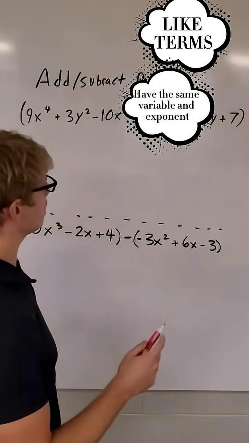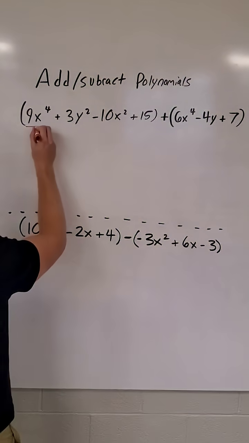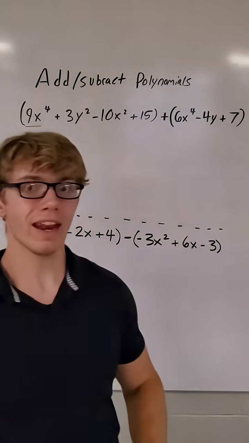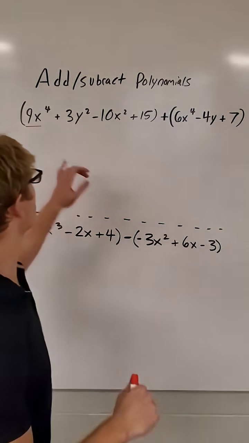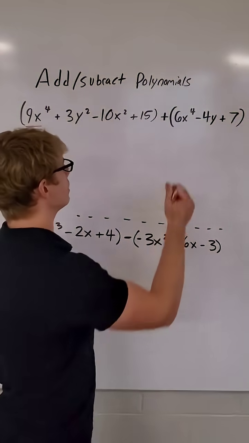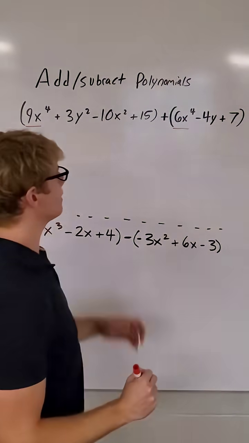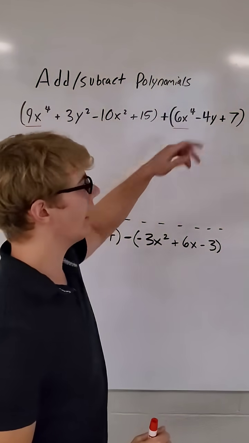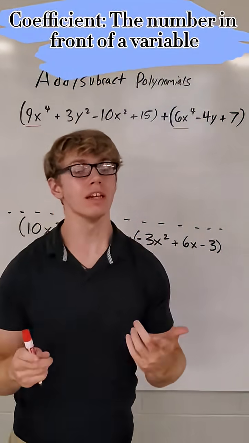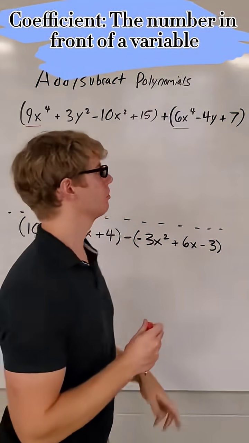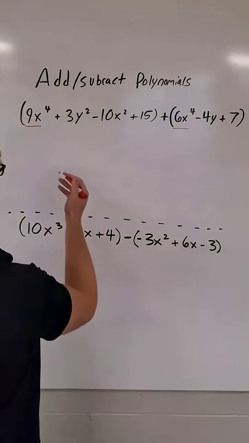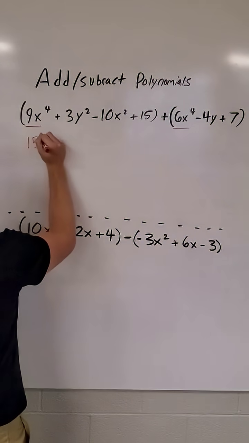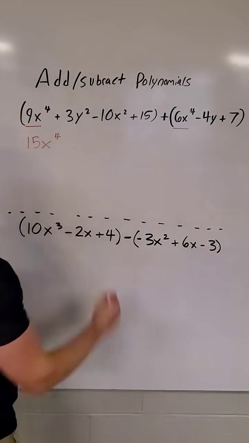So, looking at this up here, I see 9x to the 4th. So I'm going to look for other terms that have x to the 4th in them. So I'm scanning, and I see one. These are like terms. We are going to add these together. To add terms with the same variable and same exponent, all we're going to do is add the coefficients. A coefficient is the number in front of that variable. So 9 plus 6 is going to give us 15, and we are going to leave the variable the way it was, as x to the 4th.